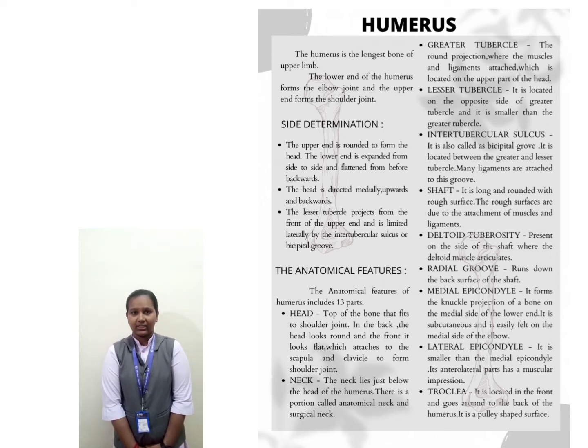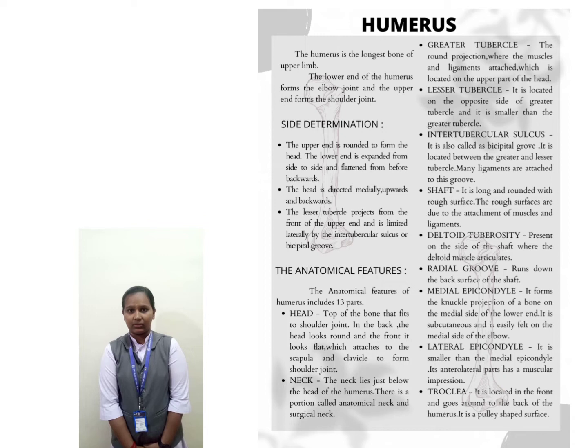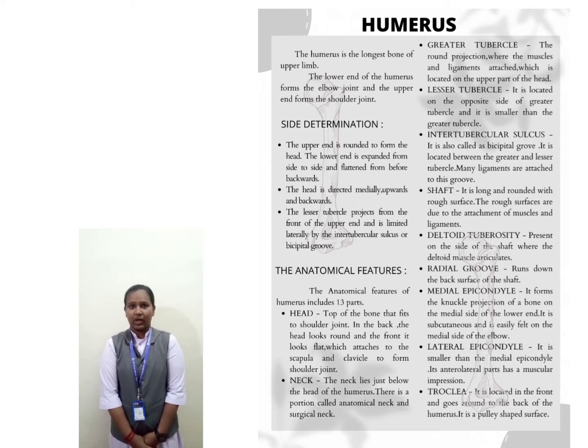Side determination. The upper end is rounded to form the head. The lower end is expanded from side to side and flattened from before backwards. The head is directed medially, upward and backward. The lesser tubercle projects from the front of the upper end and is limited laterally by the intertubercular sulcus or bicipital groove.